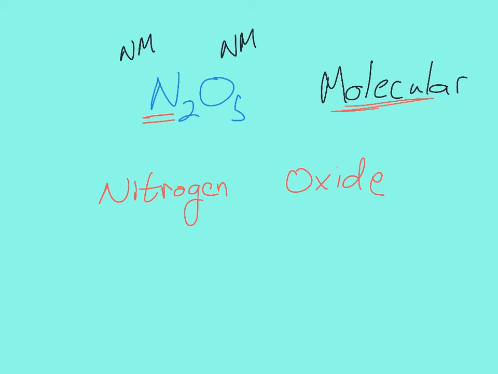But molecular compounds need prefixes. If it's molecular, I'm going to put in my prefixes. There are 2 nitrogens. Dinitrogen. There are 5 oxygens. Pentoxide. Now, if you say pent or pentaoxide, they're okay. Dinitrogen pentoxide. We'll go one more.